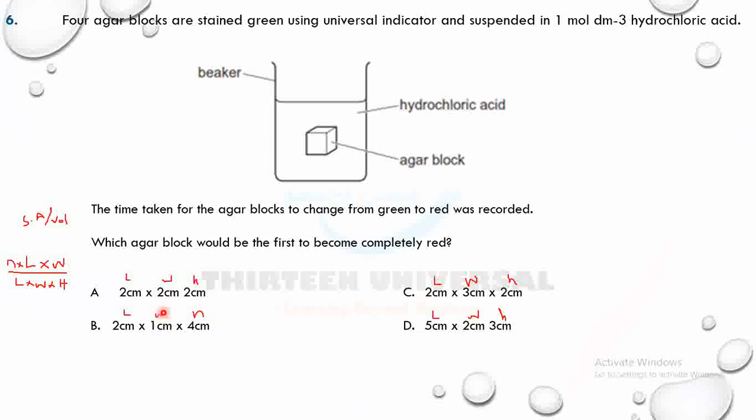But if all of them have the same width, go to the height. The one that has the smallest height is the answer. So start from the length: the one that has the smallest length is the answer. If they have the same length, the one that has the smallest width is the answer. If they have the same width, the one that has the smallest height. So this has the smallest width, and that's B. Don't waste your time. The answer is B.